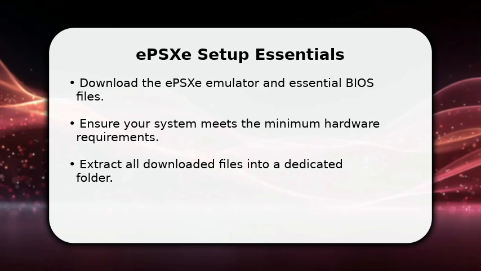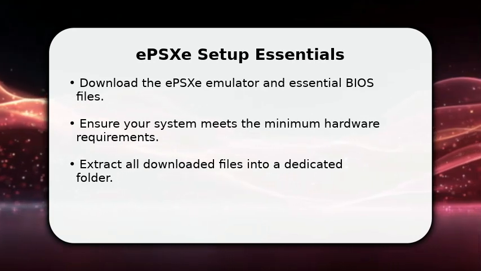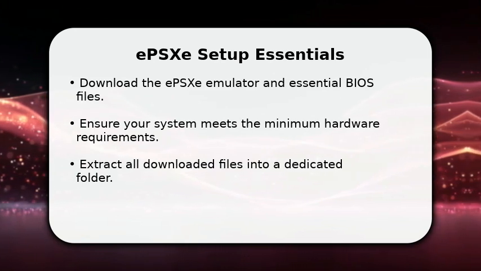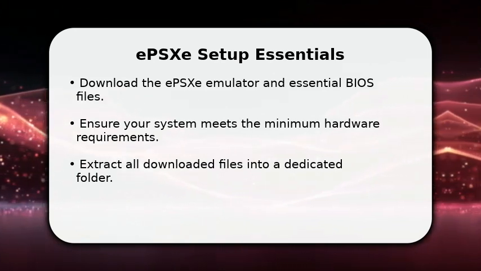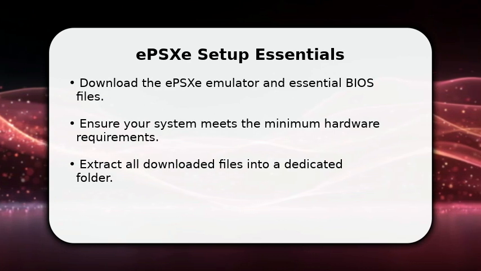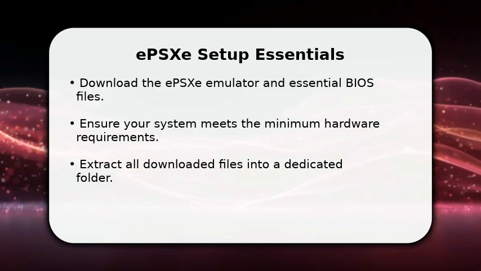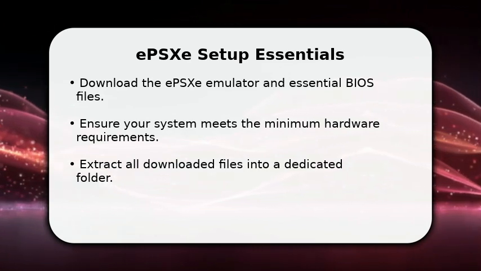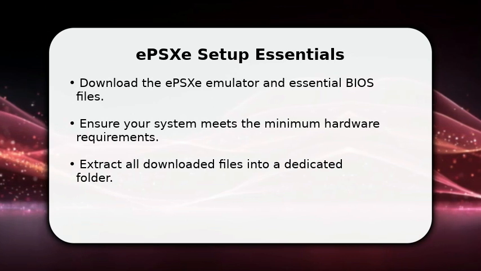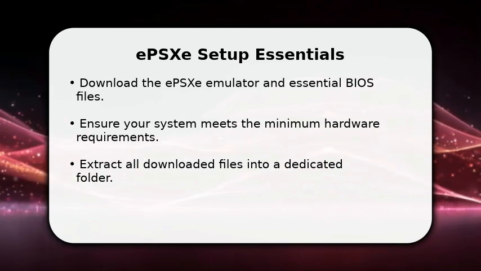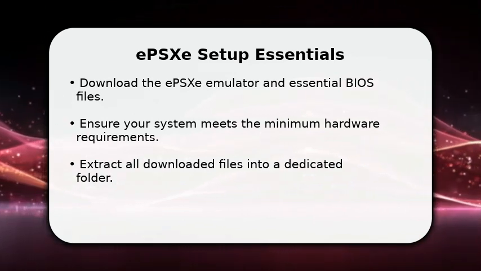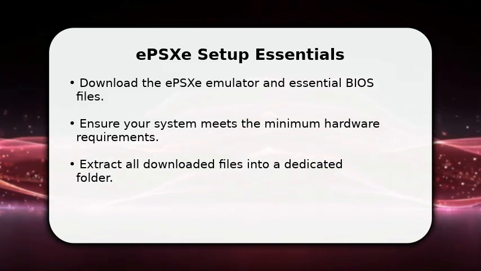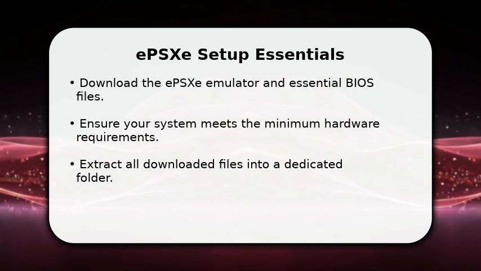In this video, I will explain how to play Tekken 3 on ePSXe. First, you'll need to download the ePSXe emulator and the PlayStation BIOS files. These are crucial for the emulator to function correctly. Make sure your computer meets the minimum system requirements, such as a Pentium 200 MHz processor and 256 MB of RAM for smooth performance. Once downloaded, extract all files into a single, easily accessible folder on your computer.